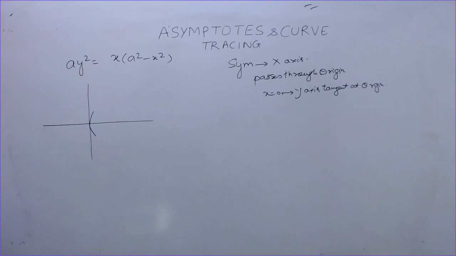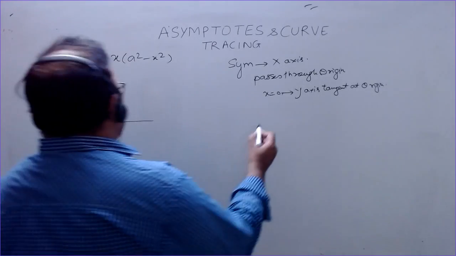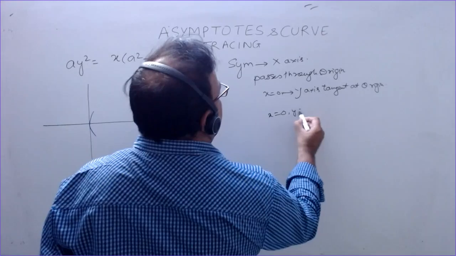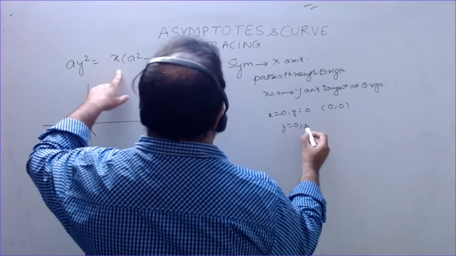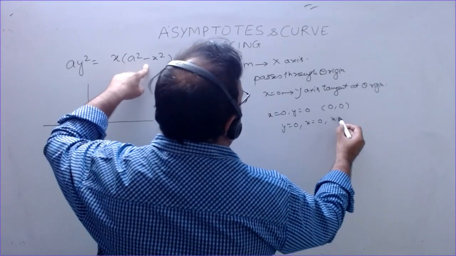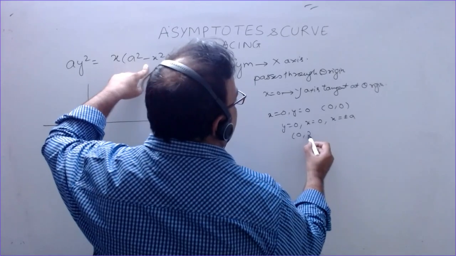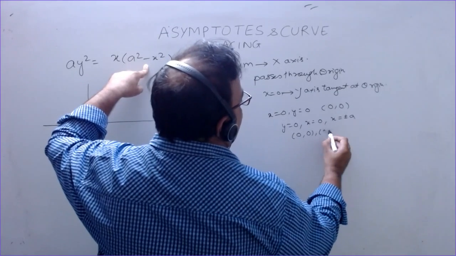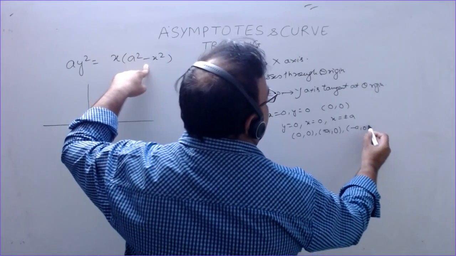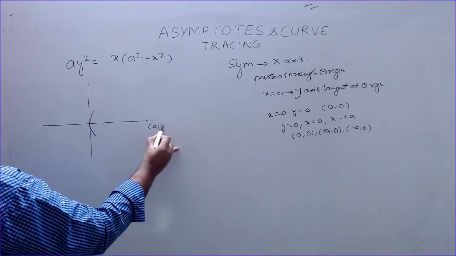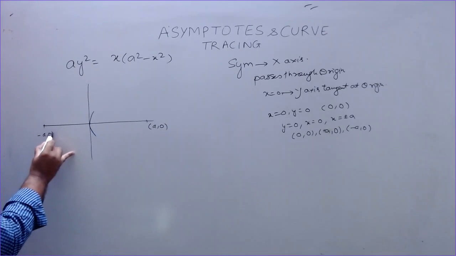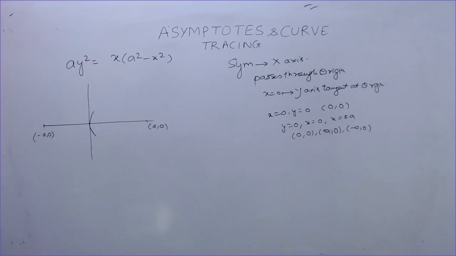The next point is to find the points where the curve meets the axes. When x equal to 0, y is 0, so one point is the origin. Second, when I put y equal to 0, x is 0 and x is plus or minus a. So the curve meets the axis at three points: (0,0), (a,0) and (-a,0). Suppose here we have (a,0) and here it is (-a,0). Now we have to find the tangent at these points.